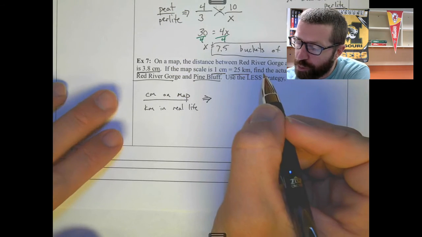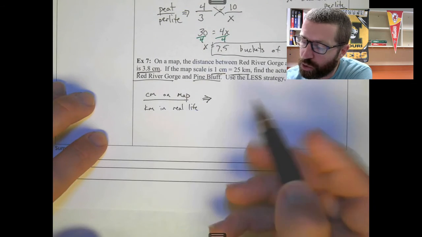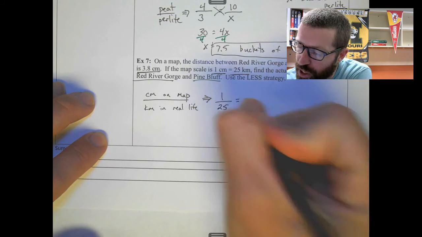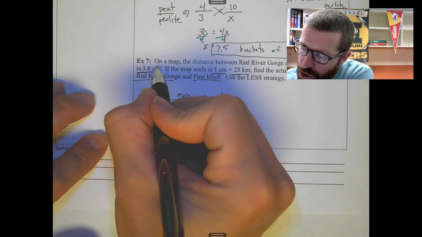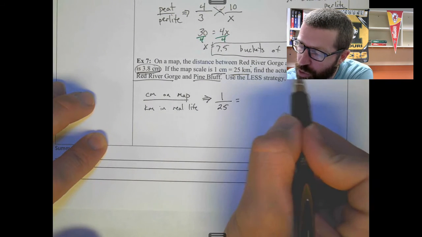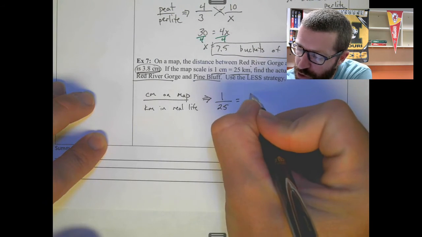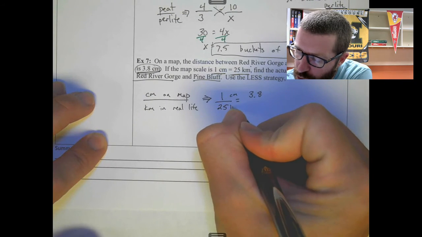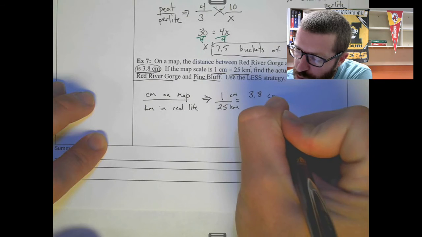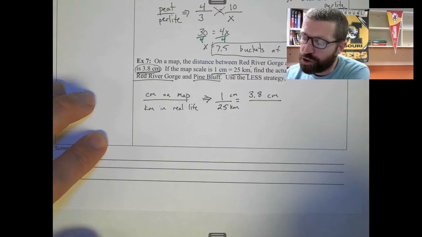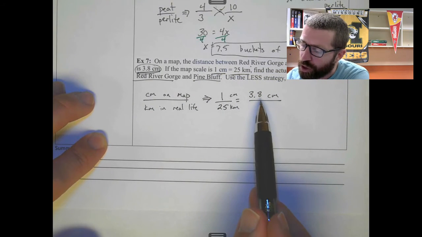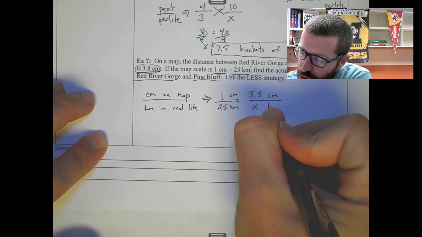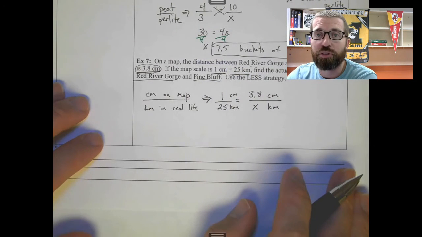Okay, so centimeters on a map compared to kilometers in real life. Well, we know 1 centimeter on the map is 25 kilometers in real life. And then we know that the distance between the Red River Gorge and Pine Bluff is 3.8 centimeters on the map. And if you want to use your units to help you, then that's okay. You can do that too. So 3.8 centimeters, and then we don't know how many kilometers it is in real life. So we will put X there for kilometers.